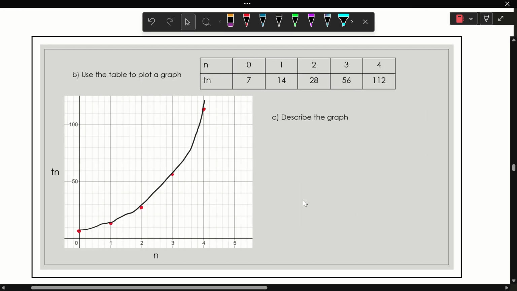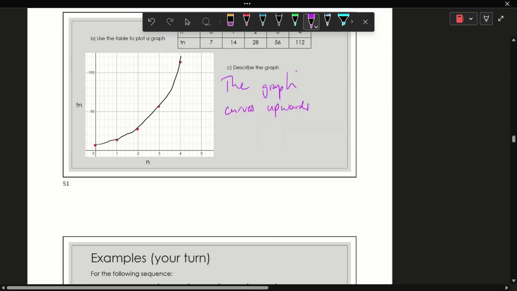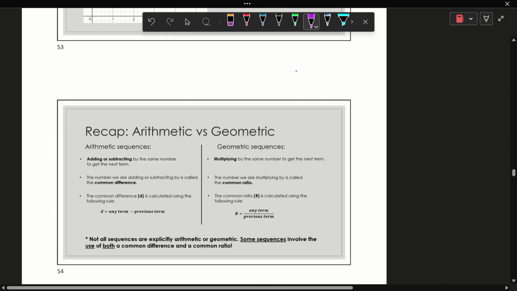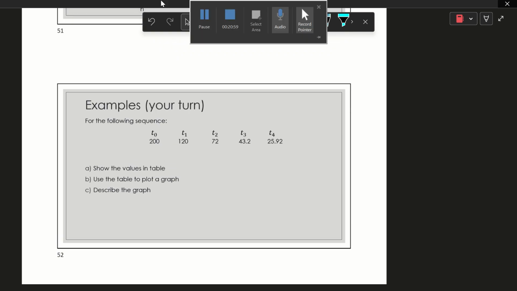All right. So how do we describe it? So in terms of describing it, we could just say the graph curves upwards. Because it's not linear. Okay, the graph curves upwards. Okay, not too hard. All right, cool. Does that all make sense, guys? Does that make sense? I might actually stop there now.